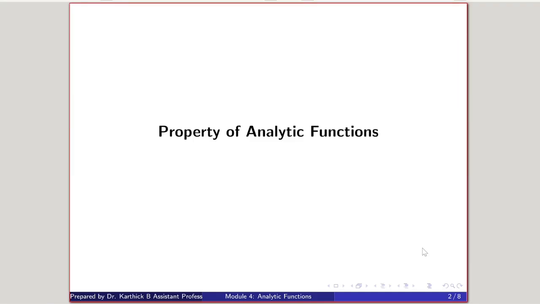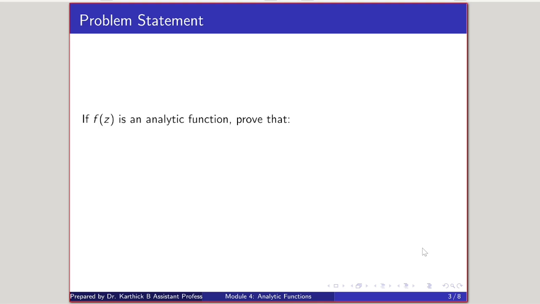On analytic functions. In this video, we are going to study a property of analytic functions. Let f of z be an analytic function, and we have to prove that ∂²/∂x² plus ∂²/∂y² of modulus f of z whole squared will be equal to 4 times modulus of f dash of z whole squared.